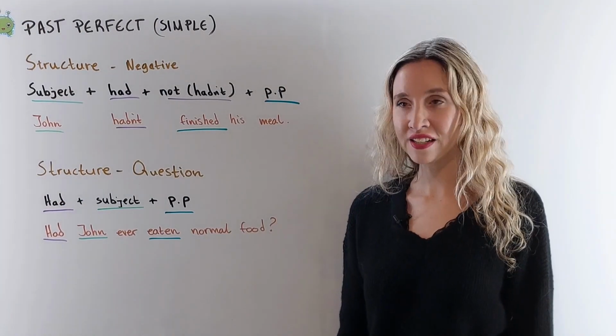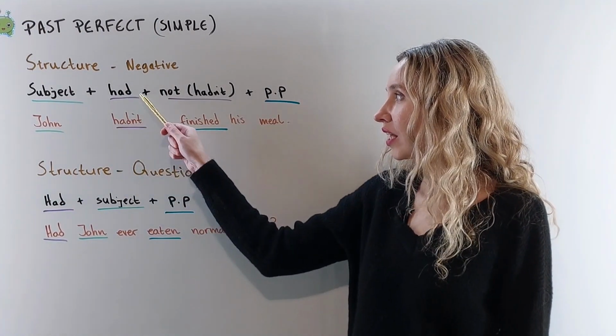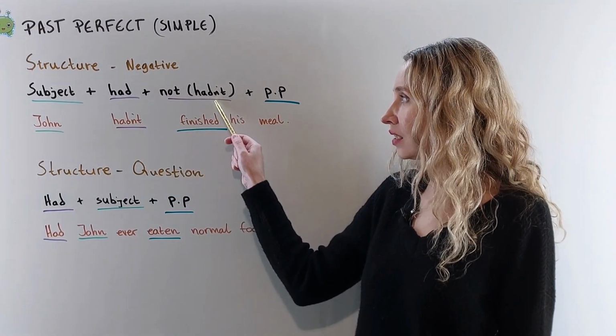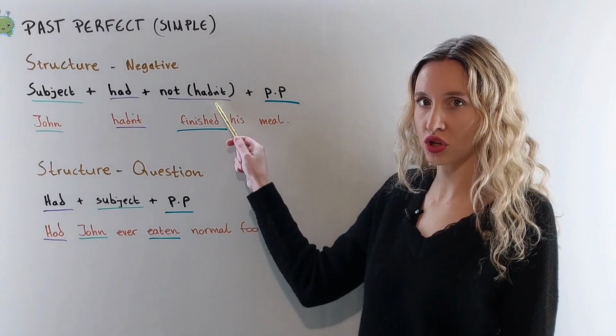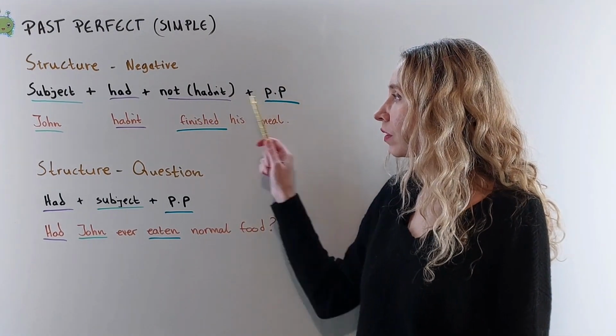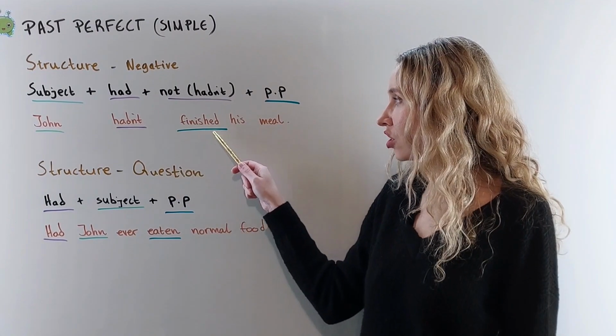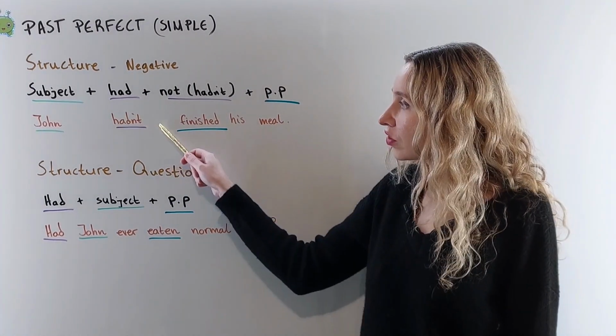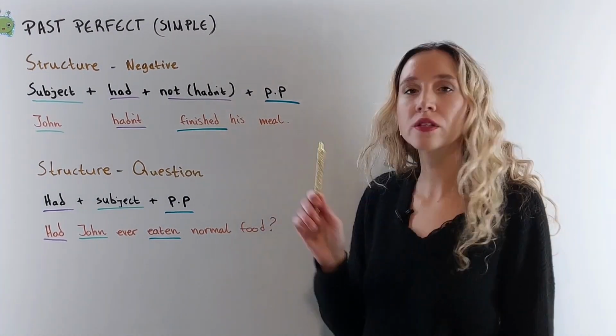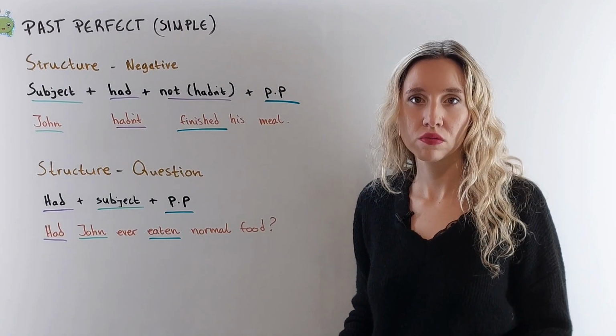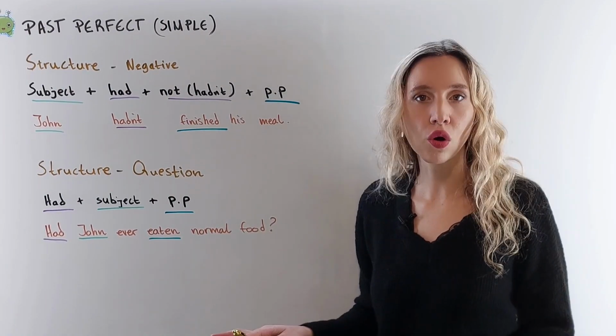In the negative, we have the subject, the auxiliary hadn't, had not. This is a short form, and the past participle. John hadn't finished his meal. The auxiliary and the past participle don't change. They stay the same in all persons.